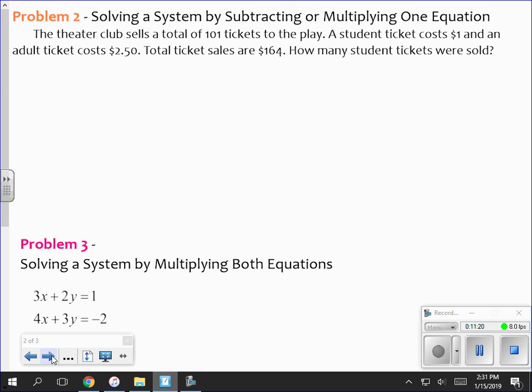Okay, problem number 2, solving a system by subtracting or multiplying one equation. So my first step here is to actually write the 2 equations. Theater club sells a total of 101 tickets for the play. Student ticket cost $1 and an adult ticket is $2.50. Total ticket sales are $164. How many student tickets were sold? Okay, first thing I need to do is I need to write 2 equations.